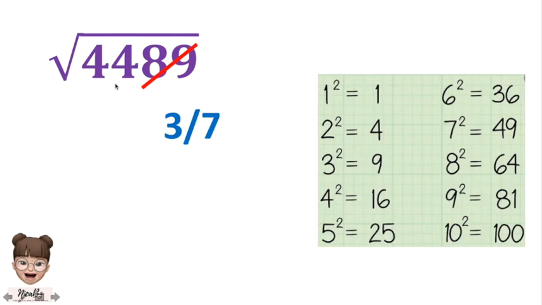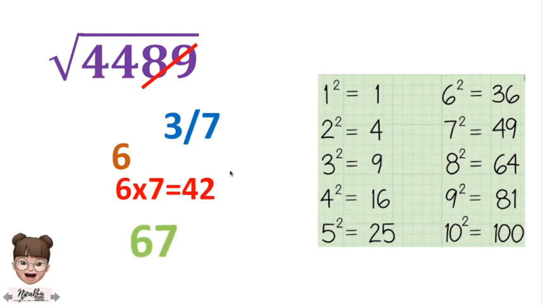44 is less than 49, so this number must have come from a 6. Now 6 times 7 is 42. So this time we will compare this number to 42. 44 is obviously bigger than 42. So in this case, we will be choosing the bigger number. So the answer is 67.